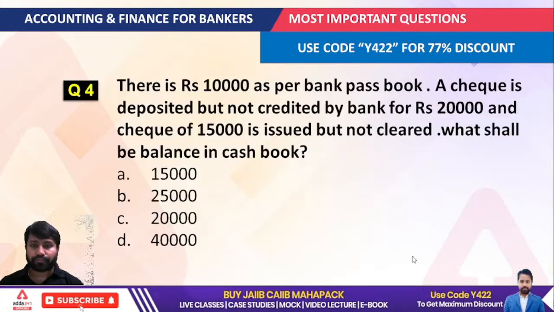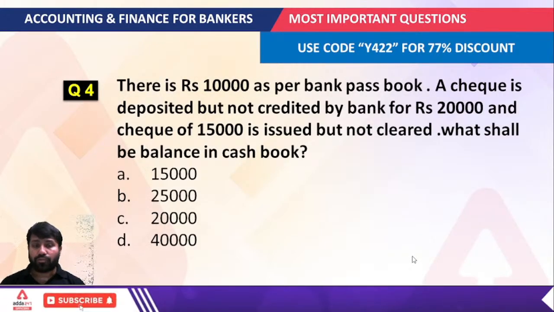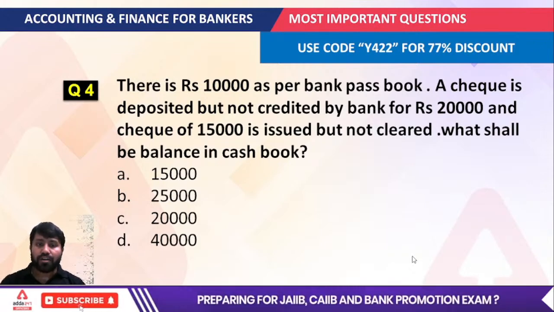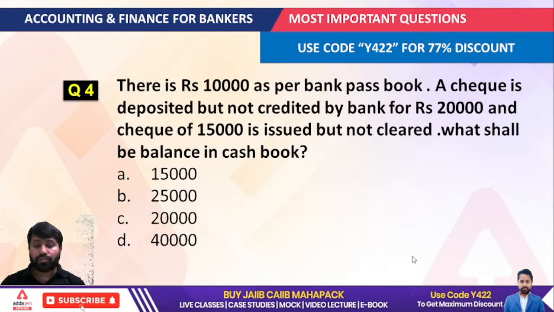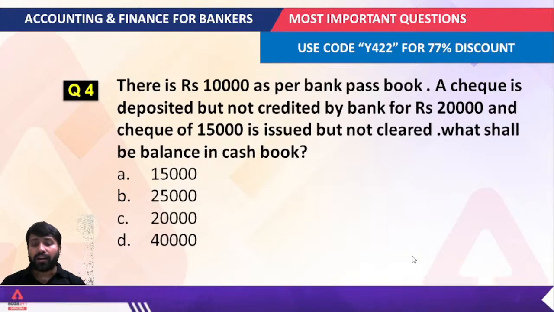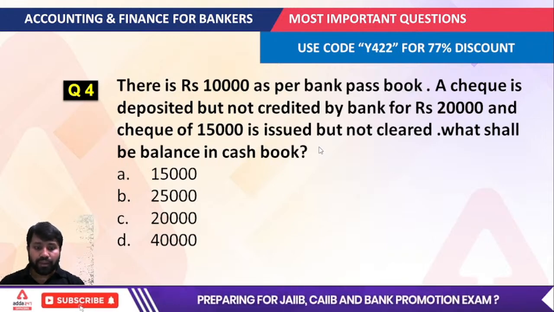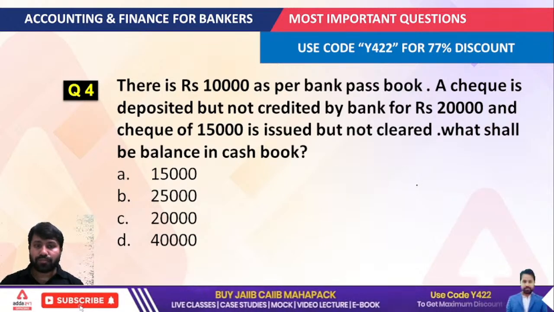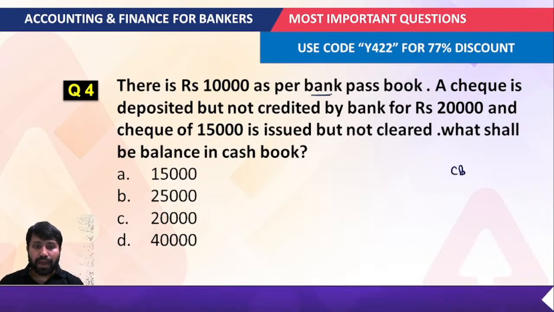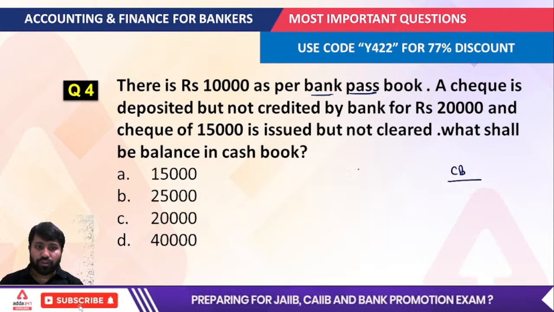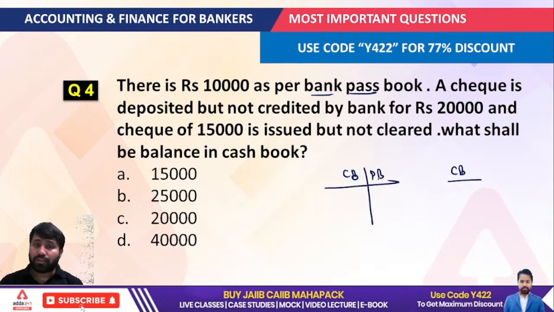Next question. There is 10,000 as per the bank passbook. A check is deposited but not credited by the bank for 20,000, and a check of 15,000 is issued but not cleared. So what shall be the balance in the cash book? Whenever the passbook balance is given, you have to make a table like this, that is cash book and passbook.